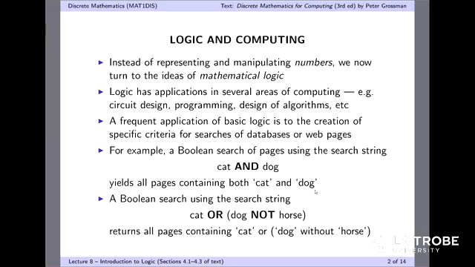Using the search string cat or, in brackets, dog, not horse, returns all pages containing cat or whatever is on the other end, and that would have dog without horse. So these kinds of things.